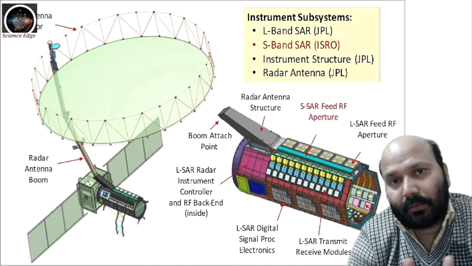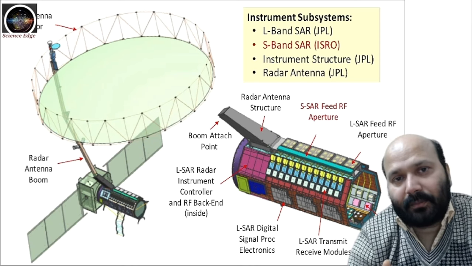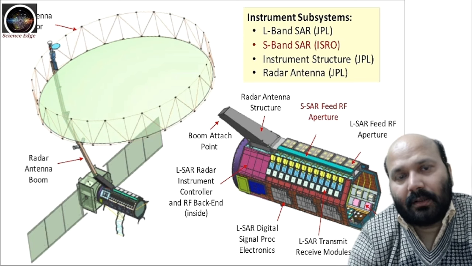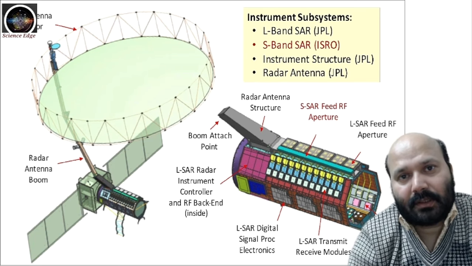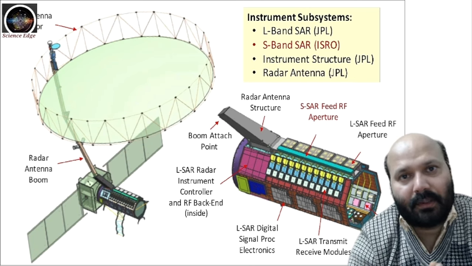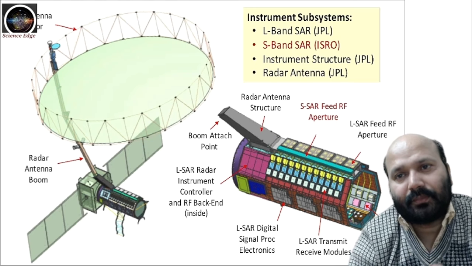Now, what is the contribution of ISRO? ISRO contributed the S-band radar system and their GSLV launch vehicle. This S-band radar system works at a wavelength of 5 to 15 centimeters at a frequency of up to 2 gigahertz and helps in near and far range weather observation.